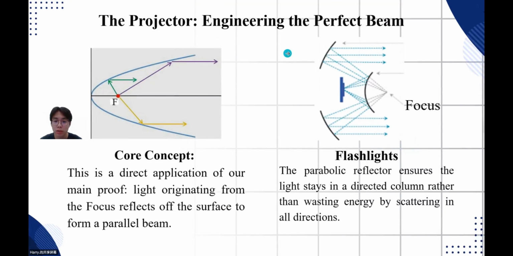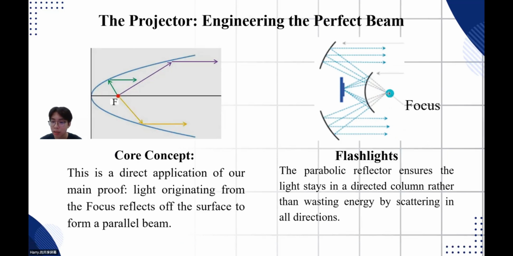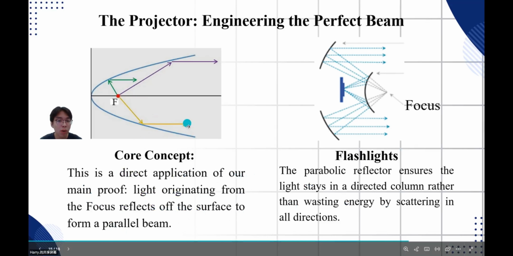And next is the projector. This is a flashlight, and this is the focus. After the light hits the parabola and reflects, the reflected ray is parallel. So the parabolic reflector ensures the light stays in a direct column rather than wasting energy by scattering in all directions. This is a direct application of our main proof. Light originating from the focus reflects off the surface to form a parallel beam. This is the parallel beam.